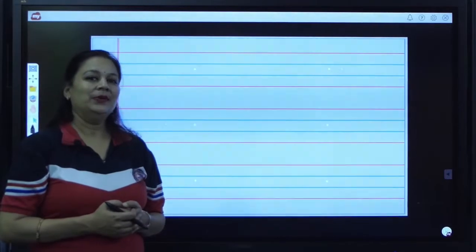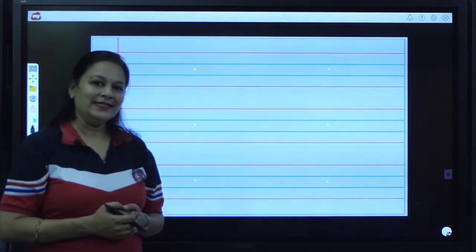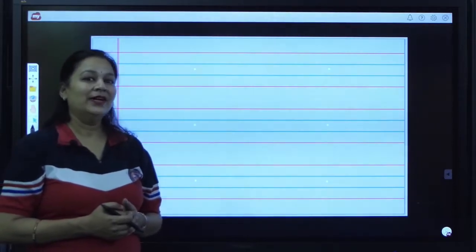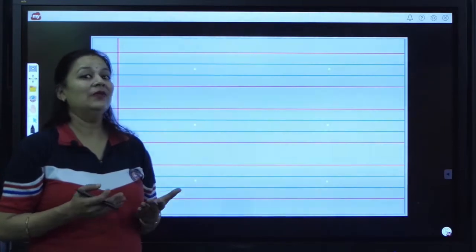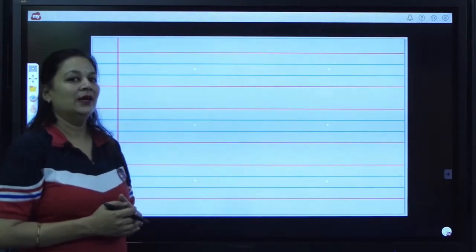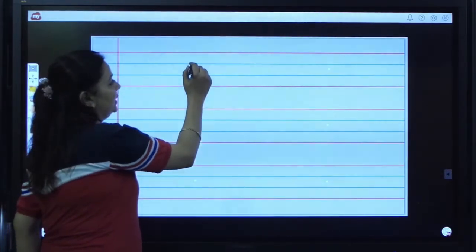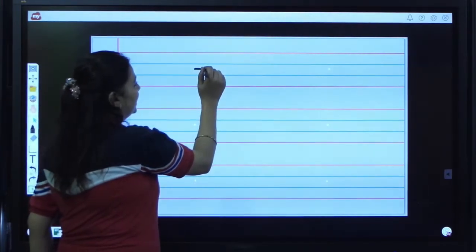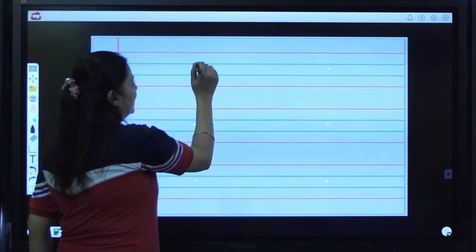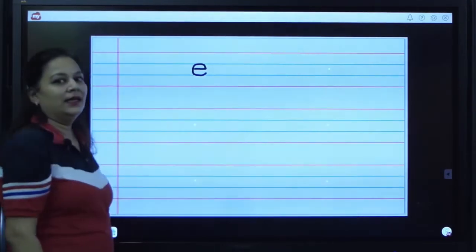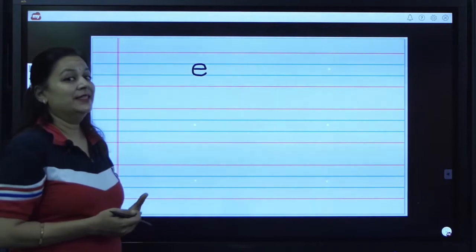Kiddos, I'm going to tell you the formation of lowercase e. It is also known as small e. We will put our pencil between the middle line and the base line. Draw a sleeping line, go up till middle line. Now make a curve till base line. E. Which letter is this?